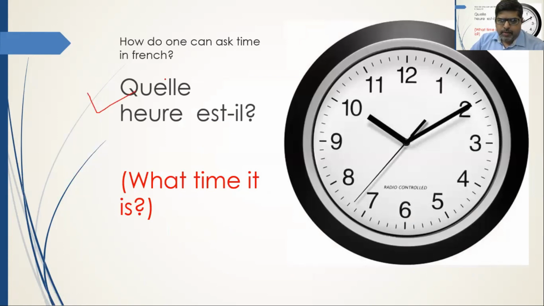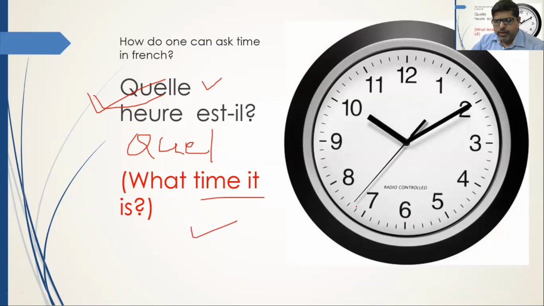The way we ask about the time is quelle heure est-il? If I am going to ask you the time, you are going to ask quelle heure est-il, monsieur? Quelle heure est-il, madame? Quelle heure est-il, mademoiselle? Once you are talking about the feminine, you write it like that. Otherwise, you may also write just quelle. What time is it, is the literal meaning.